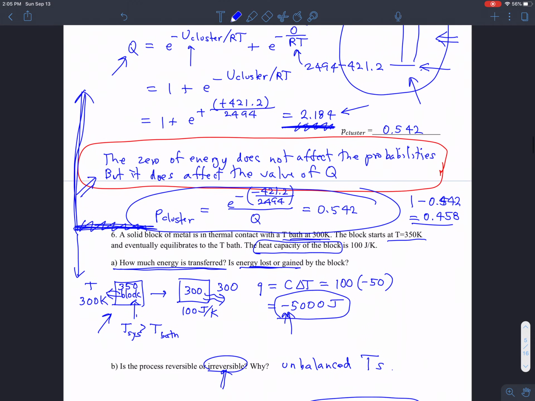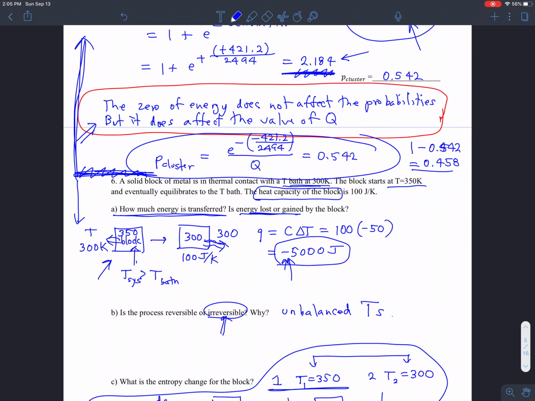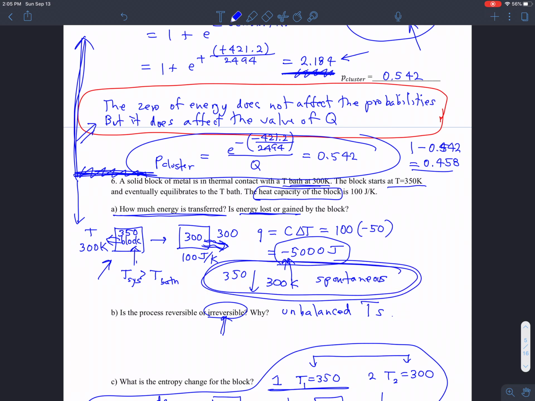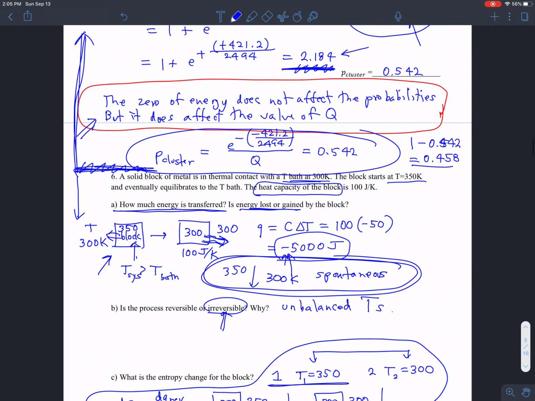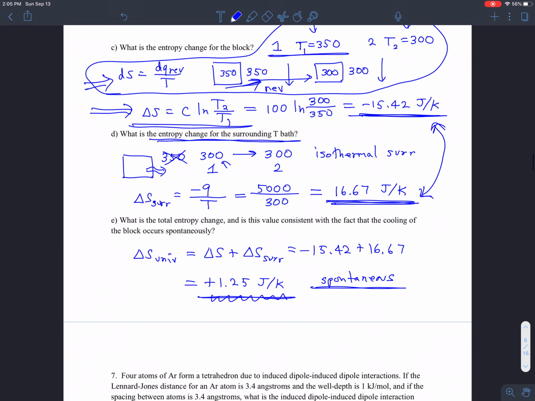Because if we look at what we said is happening, a hot block is cooling down in the presence of a tea bath. A block initially at 350 K is cooling down to 300 K. We know that should be spontaneous. Right from the get-go, we should have known that the total entropy change for both system and surroundings can't be 0, and it has to in fact be positive. A spontaneous change requires a positive entropy change. It couldn't have been negative either. And that's what we got.